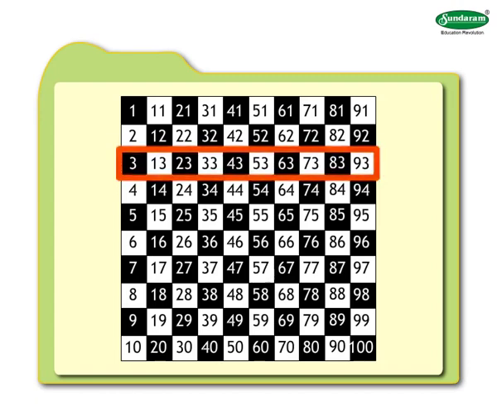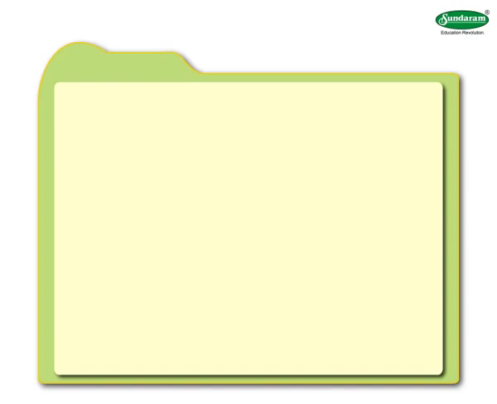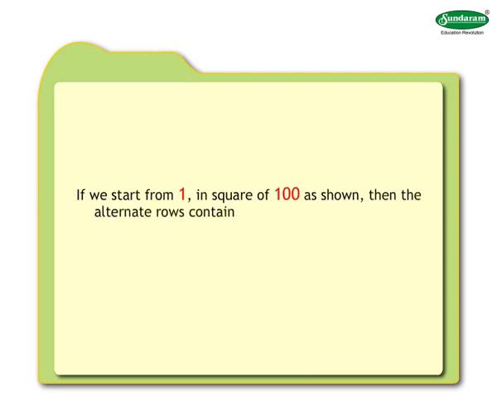Again, the next row has all odd numbers: 3, 13, 23, 33, 43, 53, 63, 73, 83, 93. Hence, we can see that if we start from 1 in a square of 100 as shown, then the alternate rows contain all odd and even numbers.